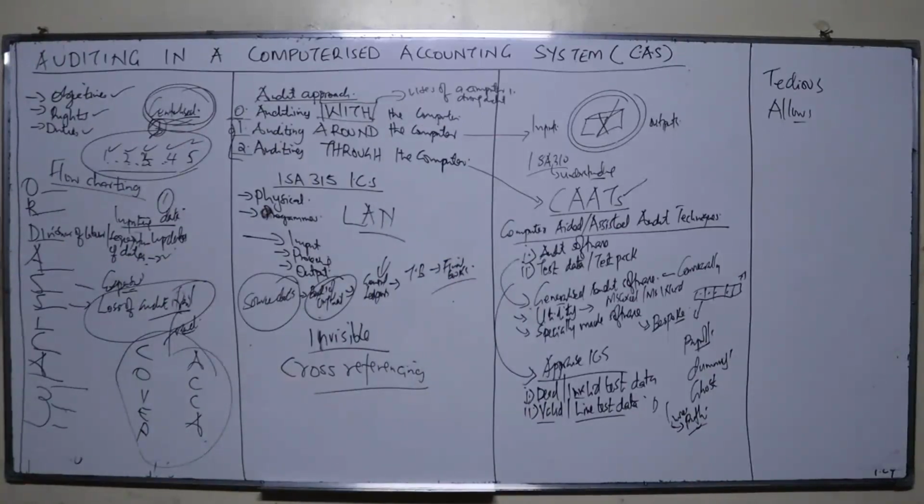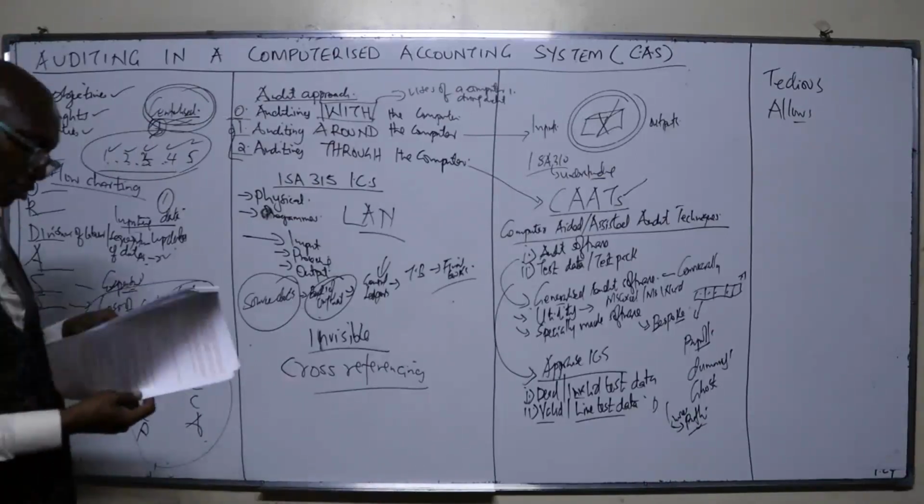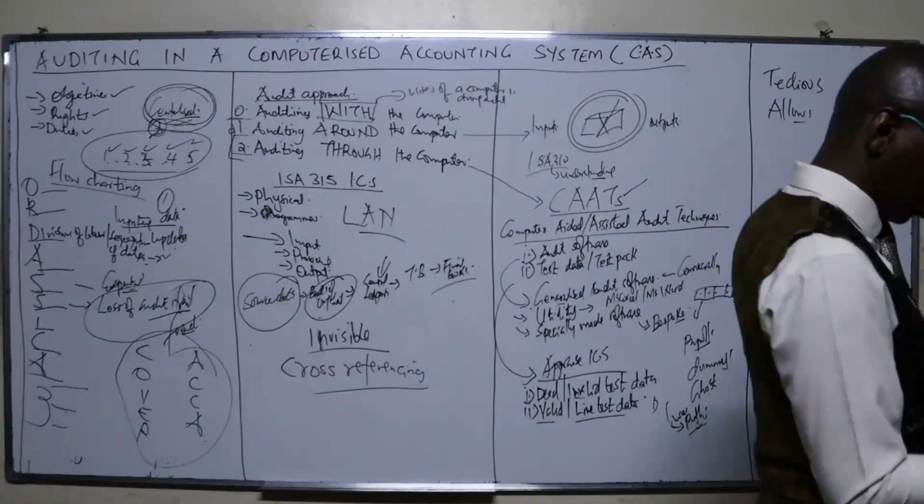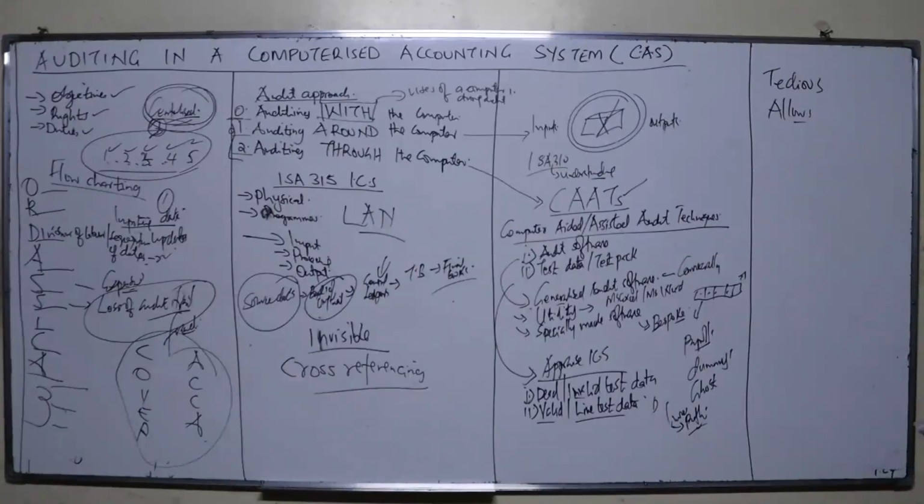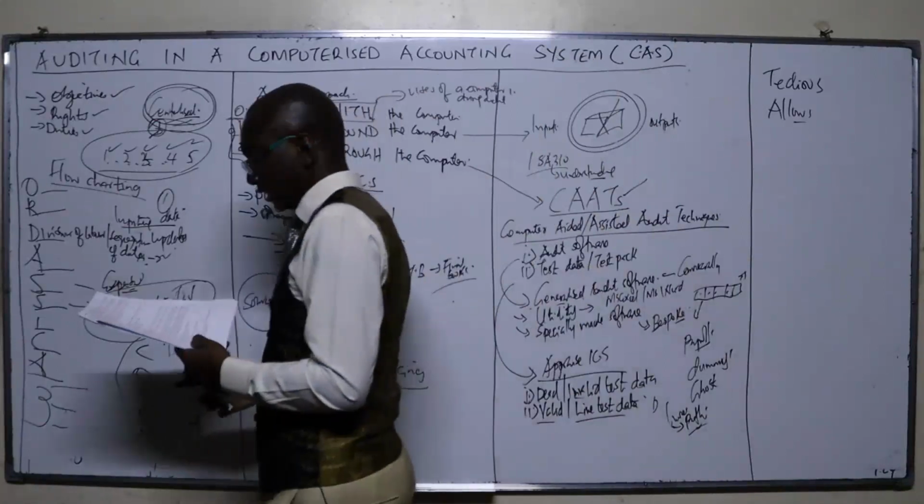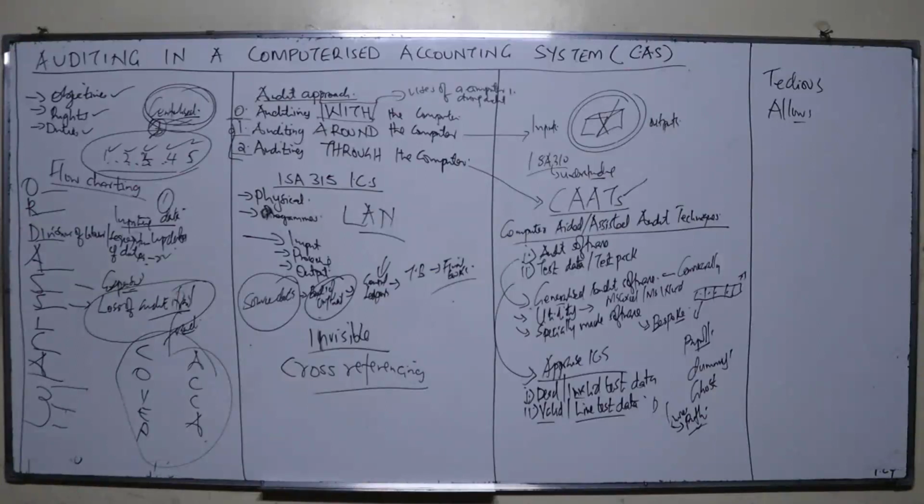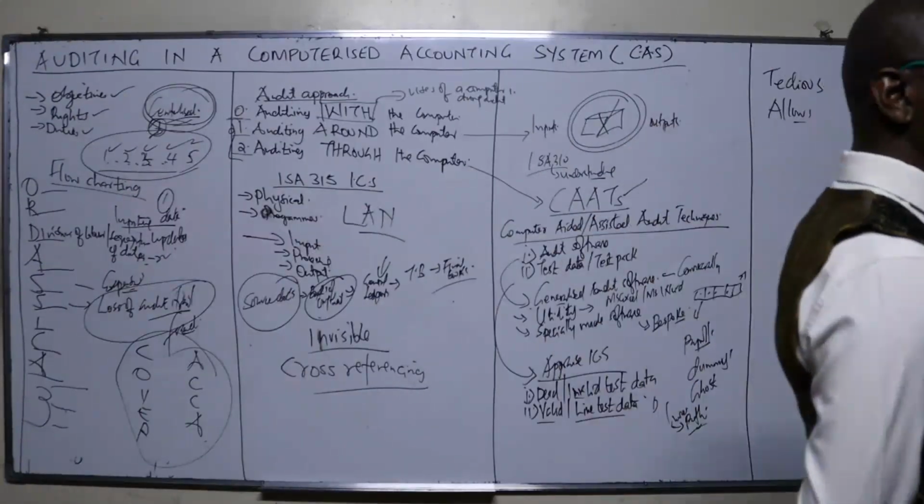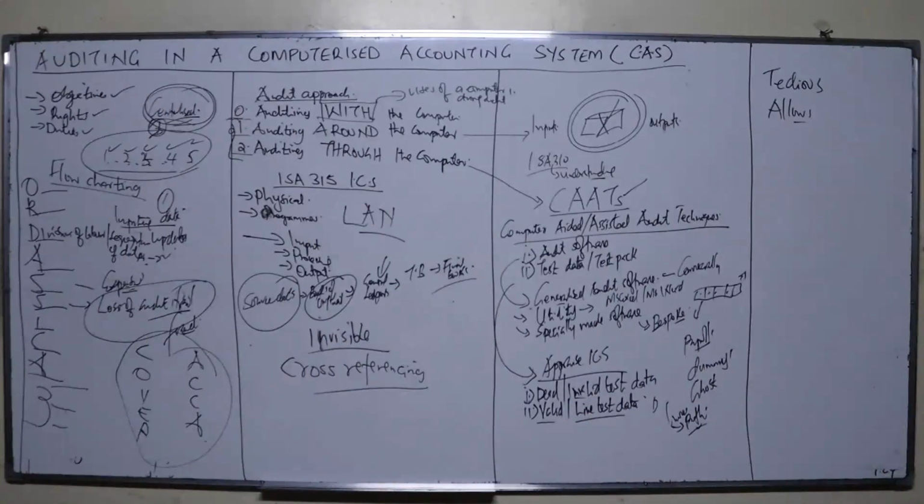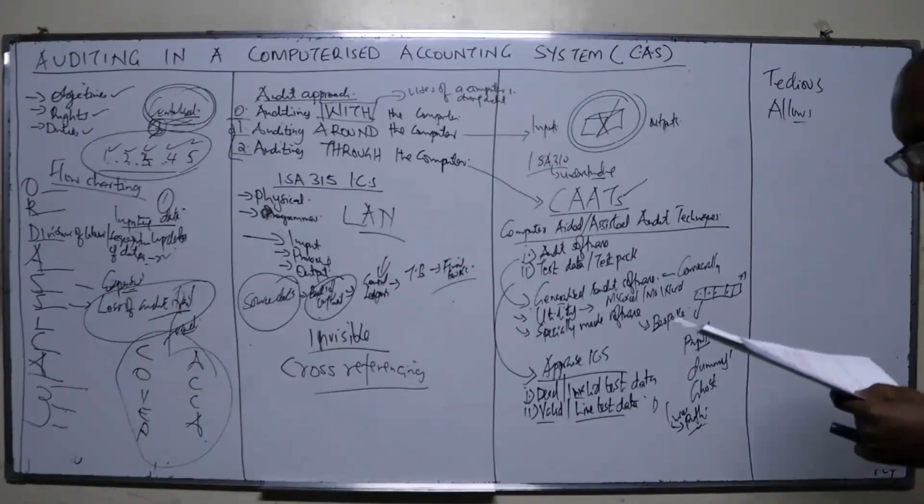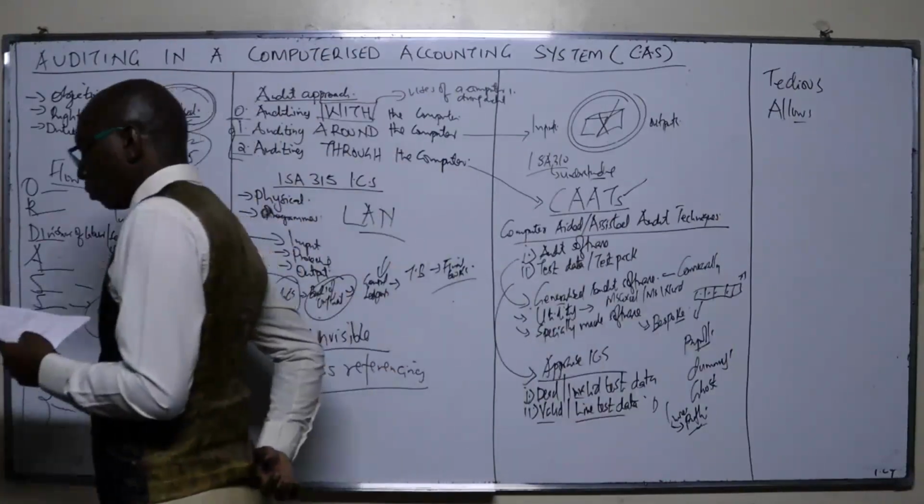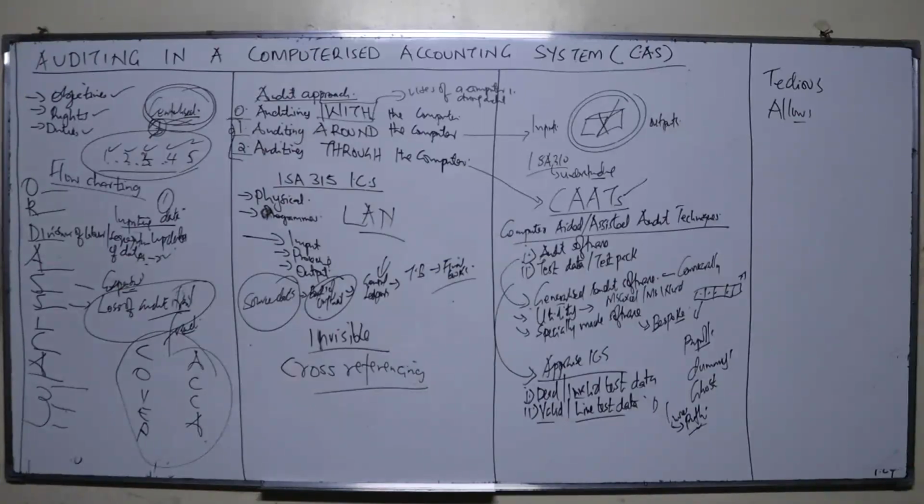Number two, or number one for that matter, auditing around the computer. It's a very risky undertaking, as you report on things you do not understand. This approach assumes that there is appropriate output and the processing operations are done appropriately. Full stop.